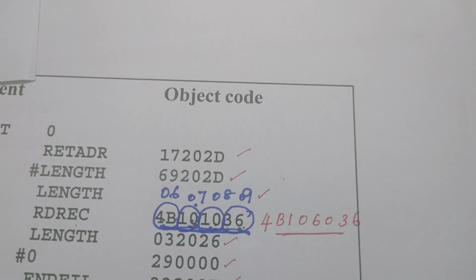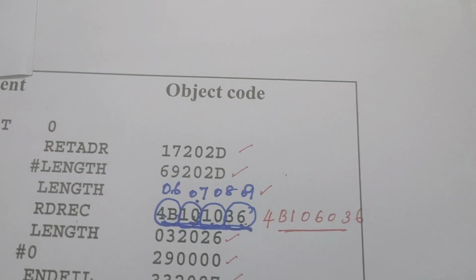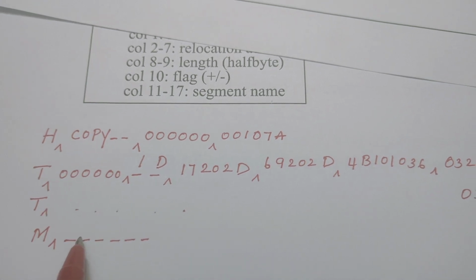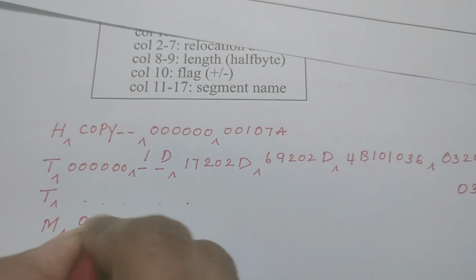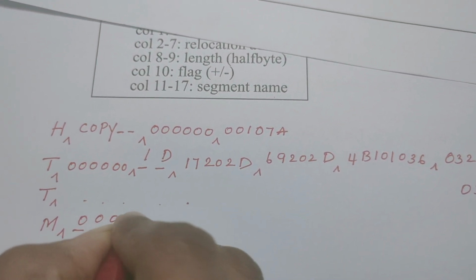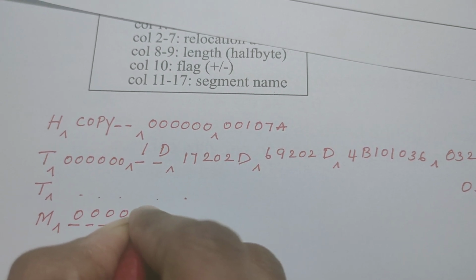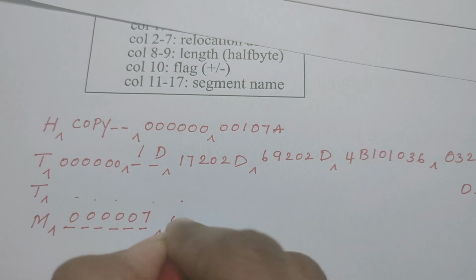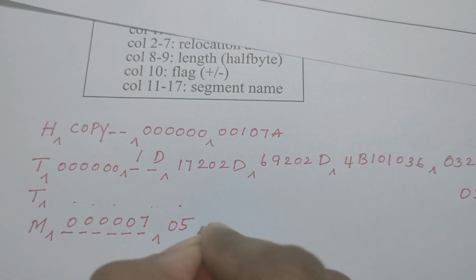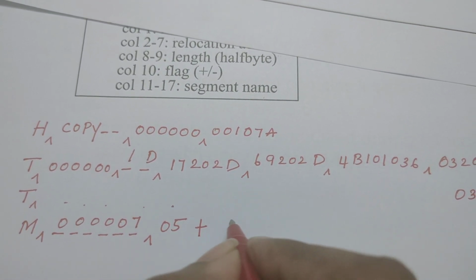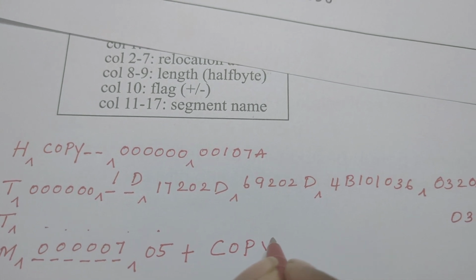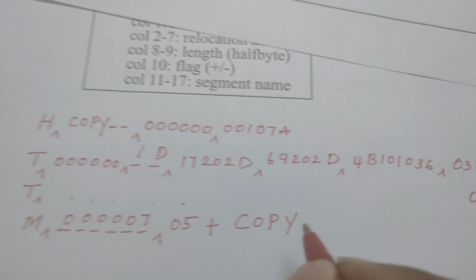So how do I reflect this modification in my object file? Once the new starting address is known, I have to say that the modification has to happen at the address 000007 for 5 half bytes, plus the new address will be available in the label COPY, because COPY is the label for the starting address.